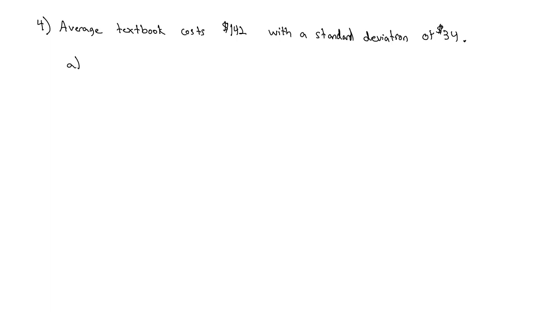We're going to first find the probability that a book costs less than $150. We can do these normal distribution problems on Excel by typing in equals norm.dist, the number we're interested in, which is 150, comma, the mean, which is 142, comma, the standard deviation, which is 34. And then with normal distribution, we always have to end it with the word true.